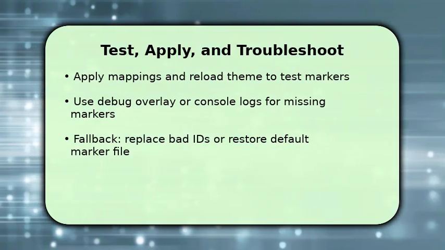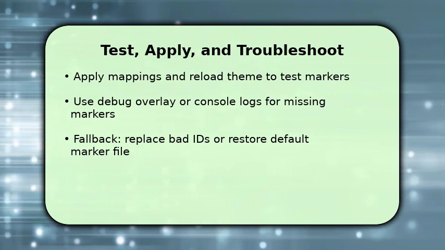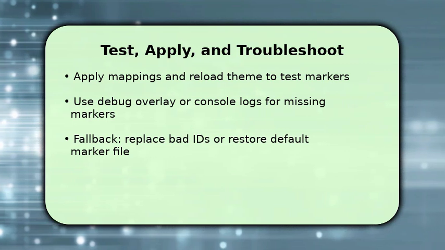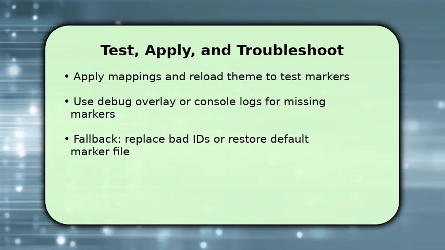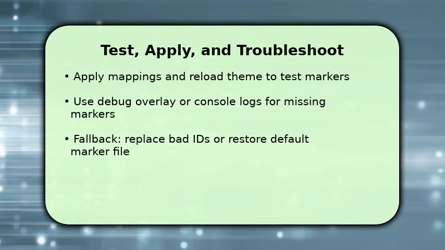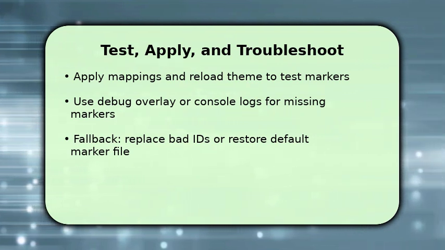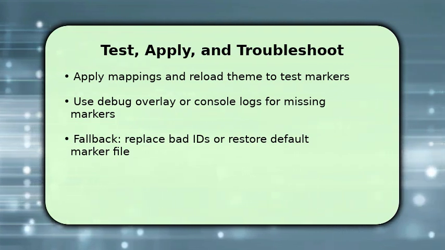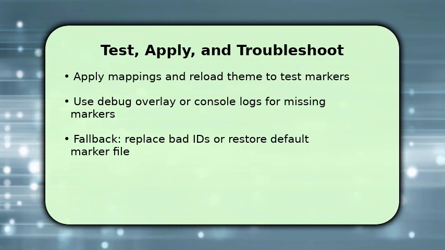Finally, apply your mappings and reload the Yolk theme to see markers rendered. You should test interactions and positions. Use a debug overlay or console logging to verify marker IDs resolve correctly, and to reveal coordinate offsets. If a marker is missing, double-check spelling and file paths, then replace a bad ID with a known working one.